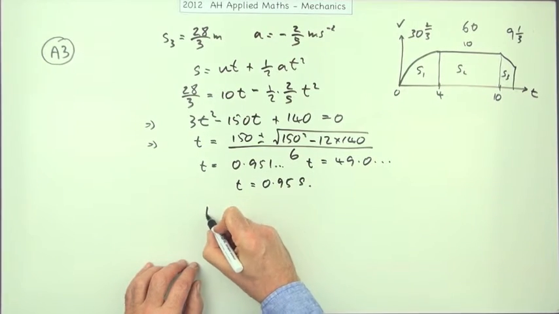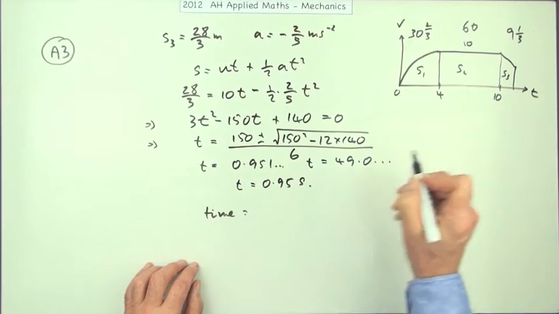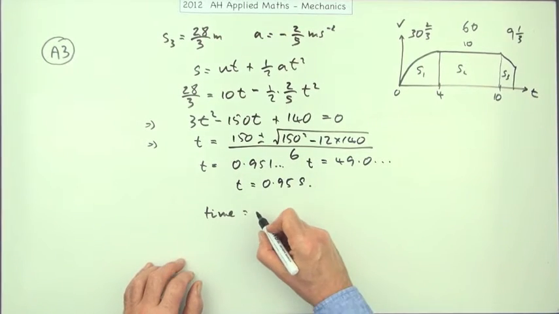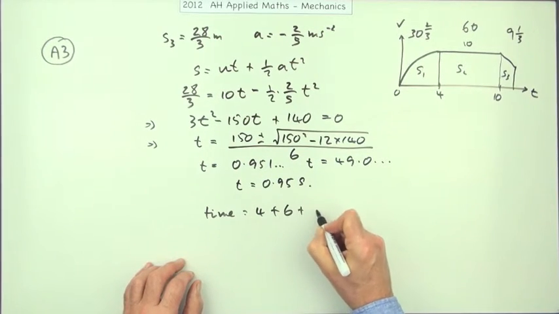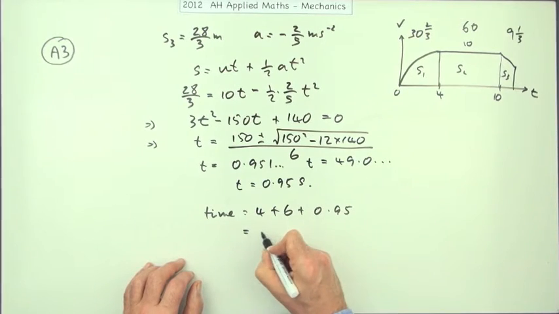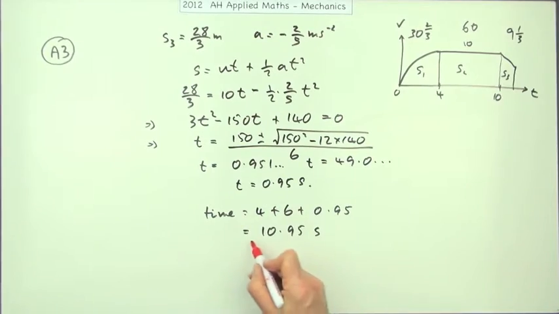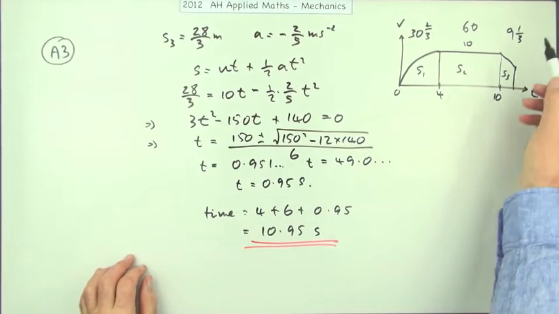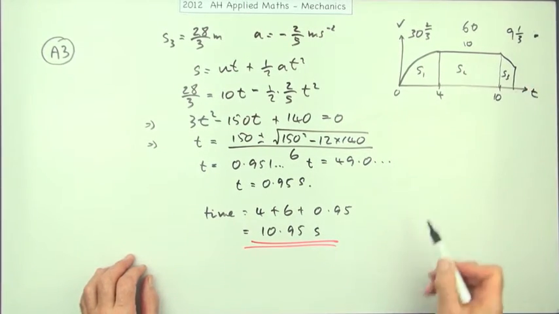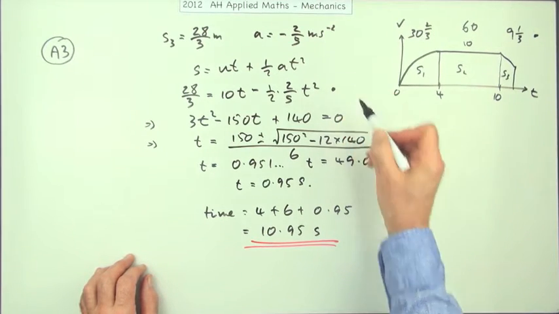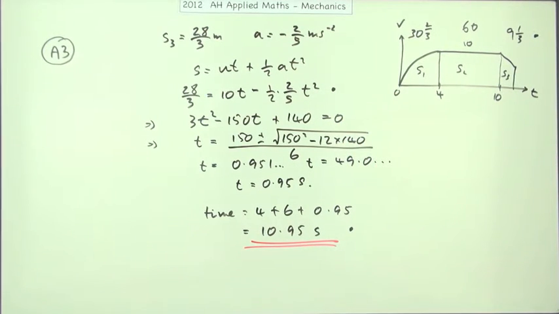seconds, which makes the total time for the race then 10 plus that. You can just jump straight in, or do you have to write it? 4 plus 6 plus 0.95, which is 10.95 seconds. It seems that getting 9 1/3 was 1 mark, ending up with that equation was 1 mark, and then getting the final answer.